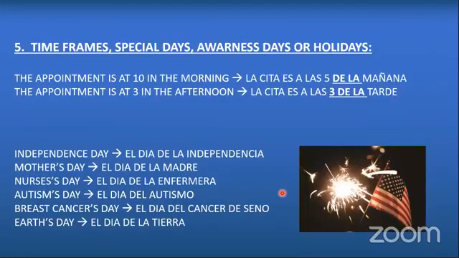Next one here. We use de also for very specific time frames, special days, awareness days, holidays. Look at this example here. The appointment is at 5 in the morning. La cita, the appointment, la cita es a las 5 de la mañana. De la mañana. In the morning.